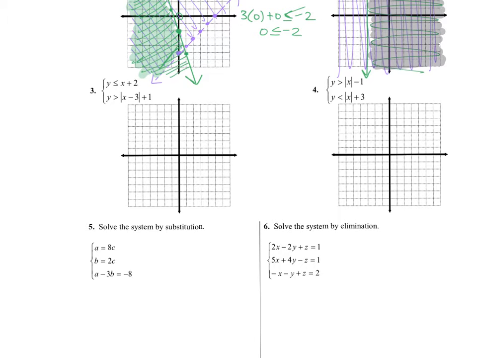Okay. Number 3, we are going to graph the line y is less than or equal to x plus 2 first. So it's a y-intercept of 2 and a slope of 1. Up 1 over 1, up 1 over 1, up 1 over 1. Because we have that equal to bar, this is going to be a solid line. So it's going to look something like this.